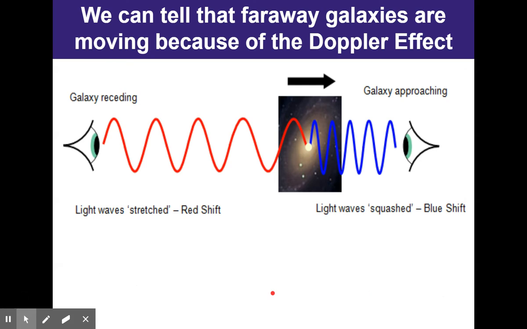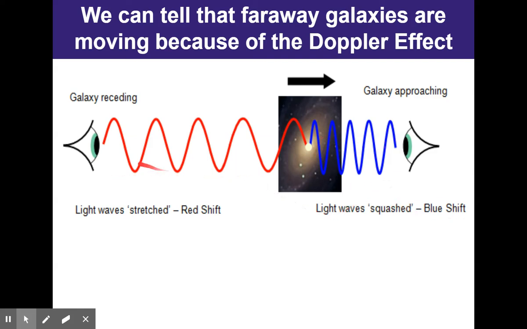We can also tell this with light. We know that faraway galaxies are moving because of the Doppler effect. Imagine that there's a galaxy and that it is moving toward us. It's far, far away, but it's moving toward us. Its light is going to get squashed up more from the Doppler effect because it's moving toward us, and squashed up in light means more toward the bluer end of the spectrum. So whatever color it is, it'll move more in the blue direction. We call that blue shift if it's coming toward us.